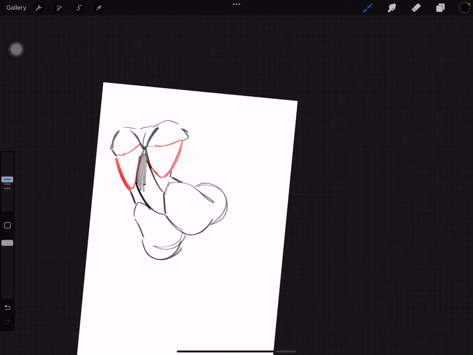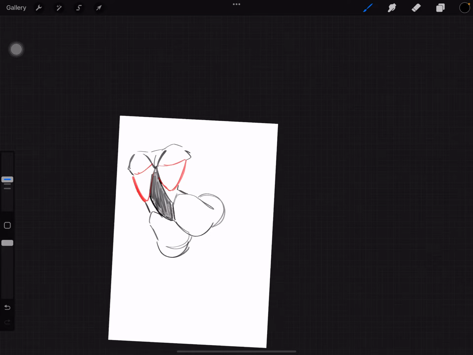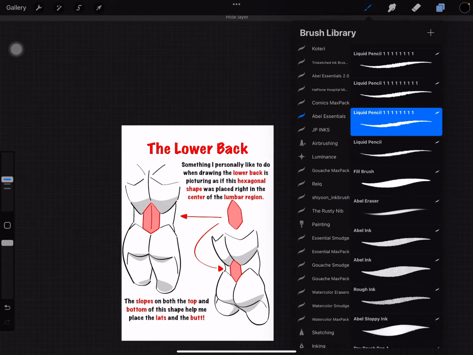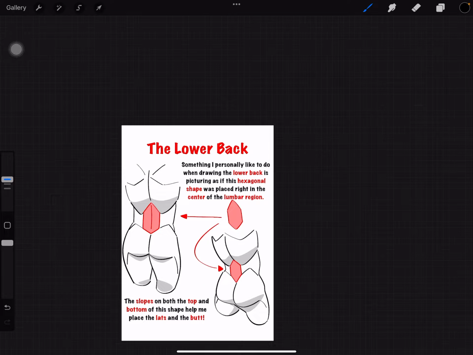Now obviously you can see the hexagon is way big on this example, and it's very exaggerated. I will say this about this technique here. Ow, I just hit my elbow so hard, you guys.